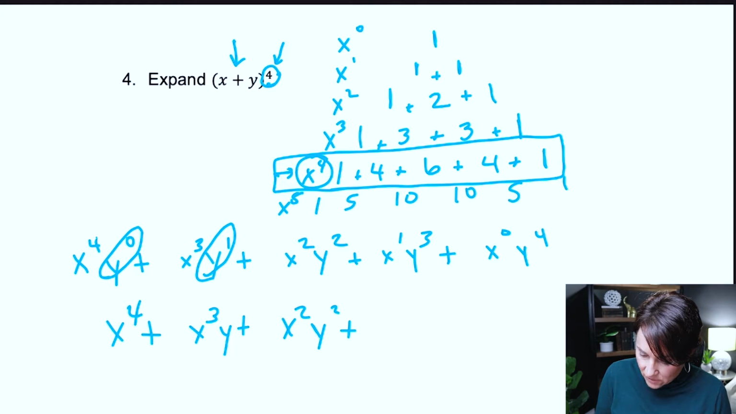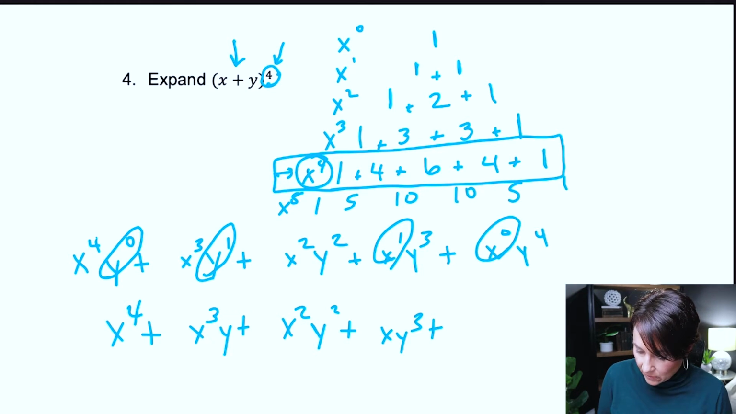Plus, and again, I have x to the 1 here. So this is just going to be x, y to the third. And then I have x to the 0 here, which is 1. I don't need to write that. I can just do y to the fourth.